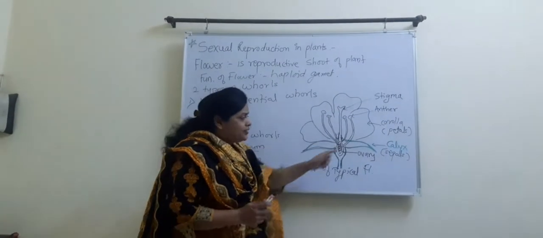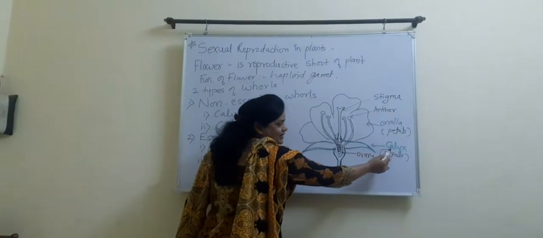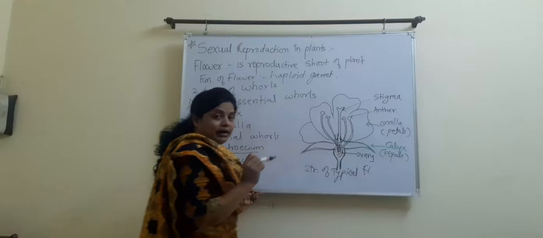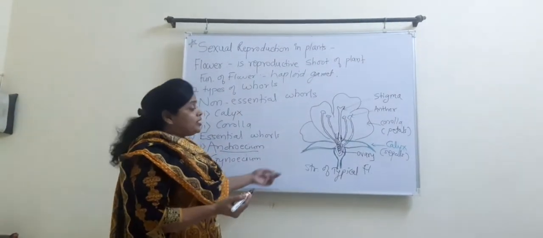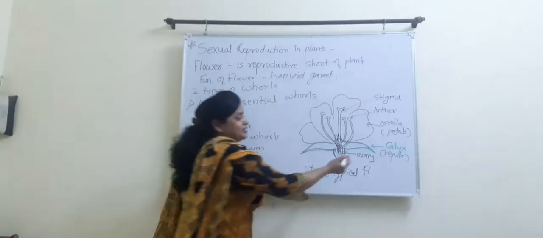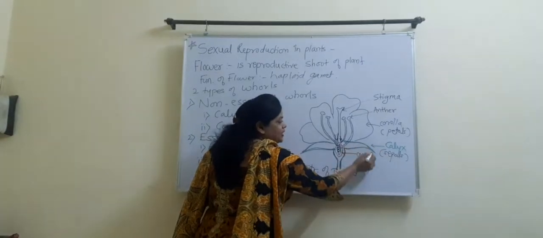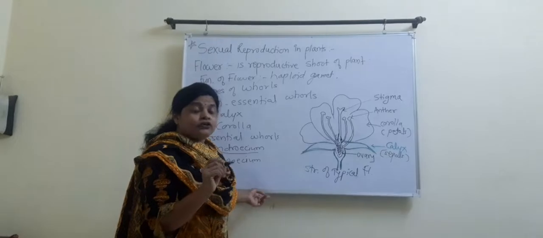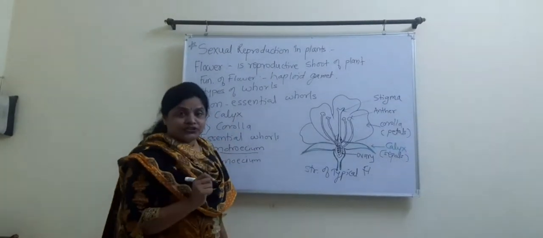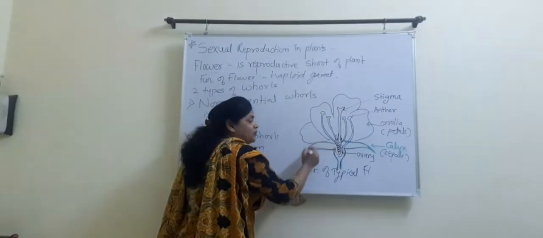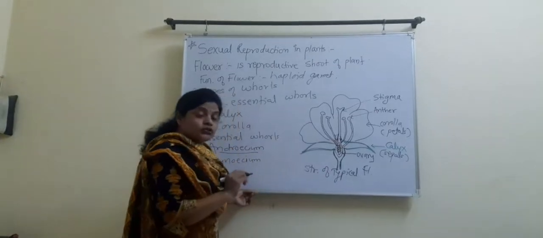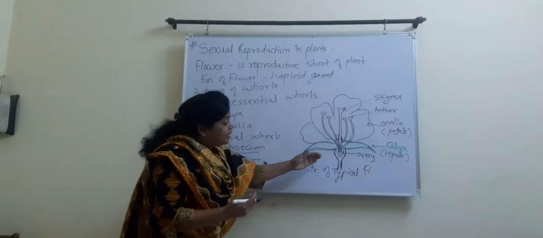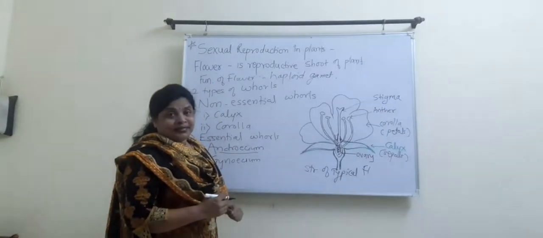Here, the green part shows the calyx. These are the corolla. The calyx is the green part, the outermost whorl of the flower. It consists of sepals. A single individual is called a sepal. These sepals are green in color, so they are photosynthetic in function, and they are the outermost whorl of a flower. The second function of the calyx is to protect the inner parts of the flower.